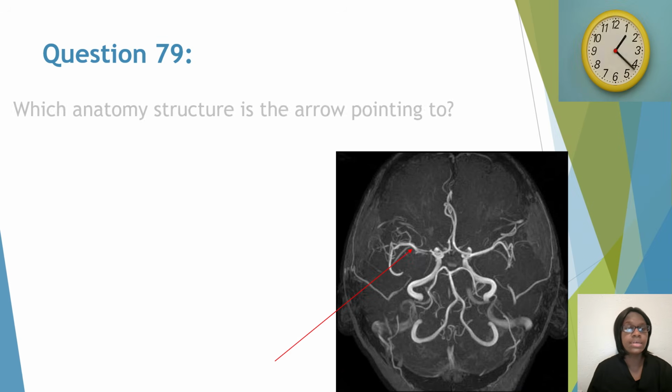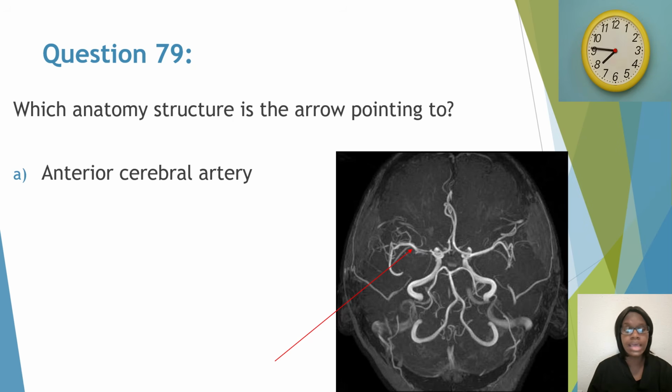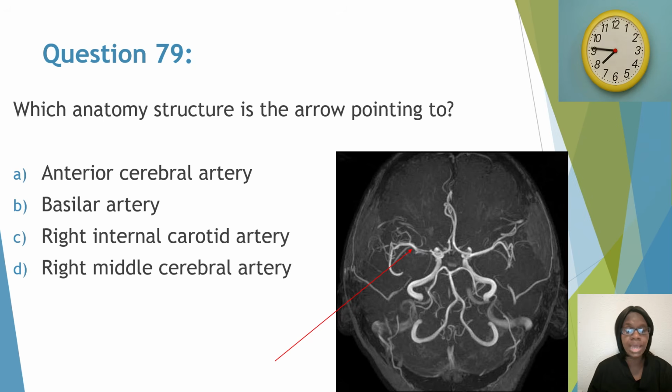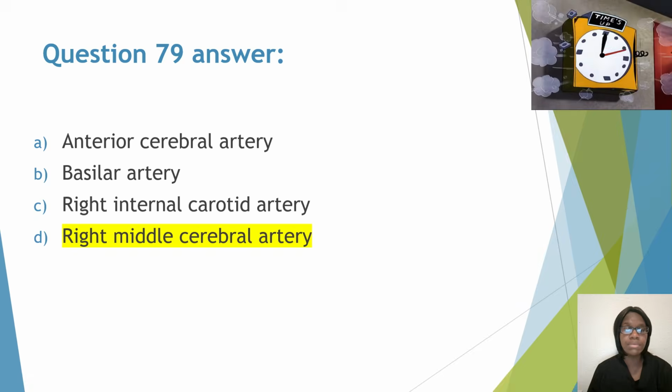Question 79. Which anatomy structure is the arrow pointing to? A, anterior cerebral artery, B, basilar artery, C, right internal carotid artery, D, right middle cerebral artery. All right, the correct answer is D, right middle cerebral artery.